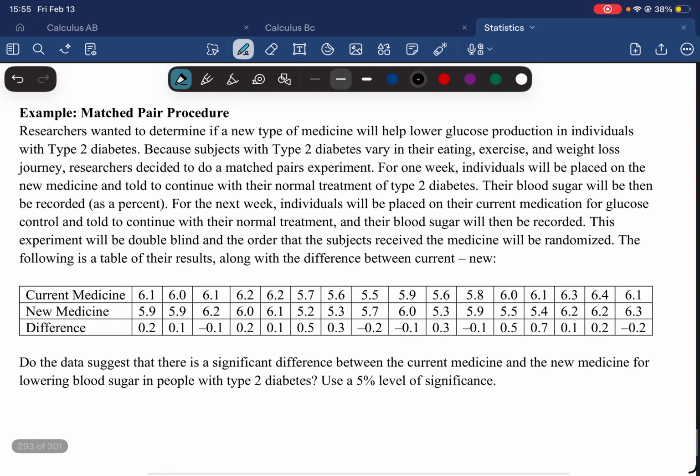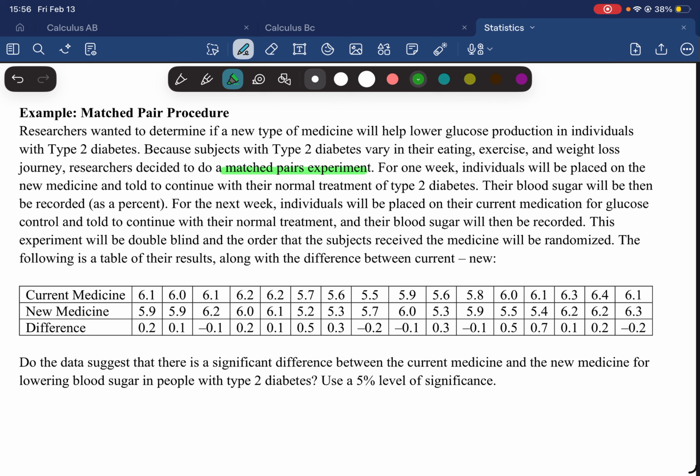So now let's look at an example. In this example, it says that researchers want to determine if a new type of medicine will help lower glucose production in individuals with type 2 diabetes. Because subjects with type 2 diabetes vary in their eating, exercise, and weight loss journey, researchers decided to do a matched pair experiment.